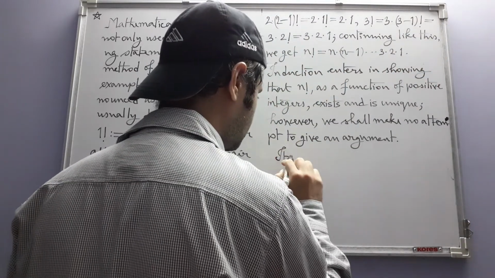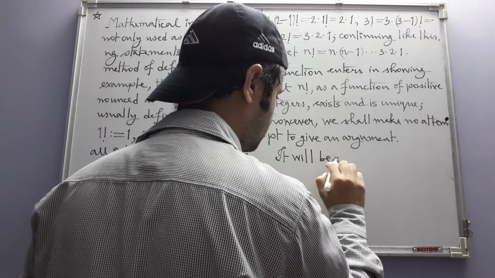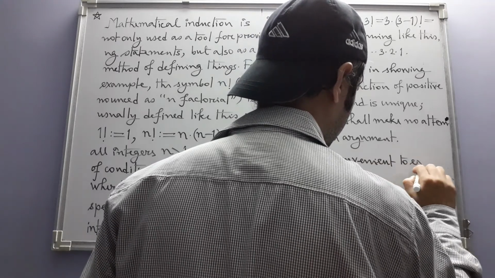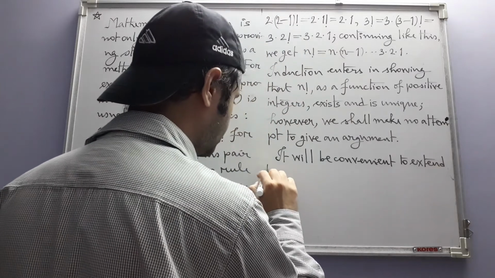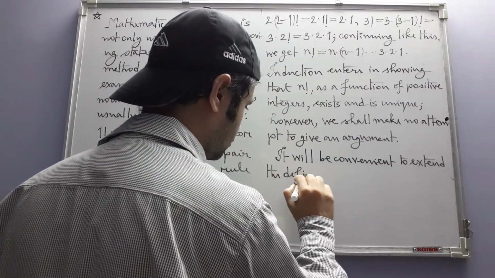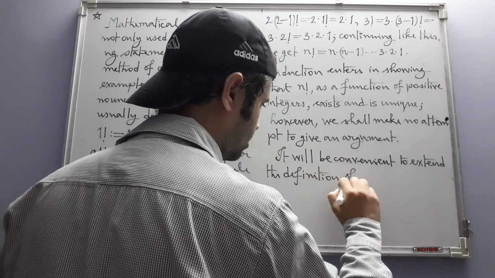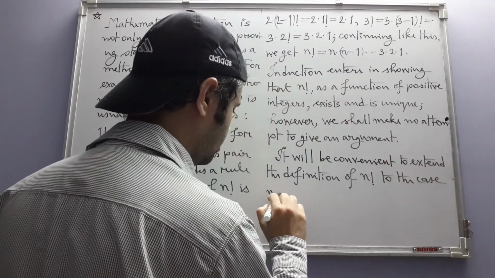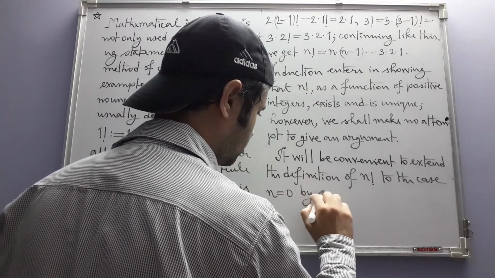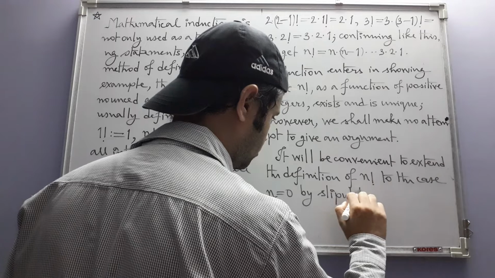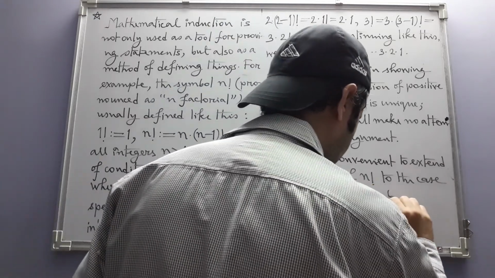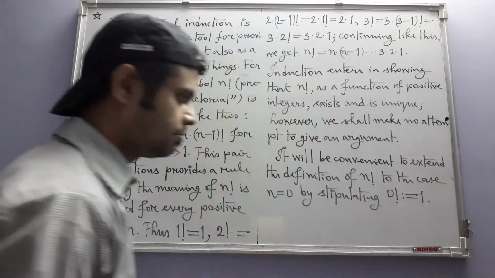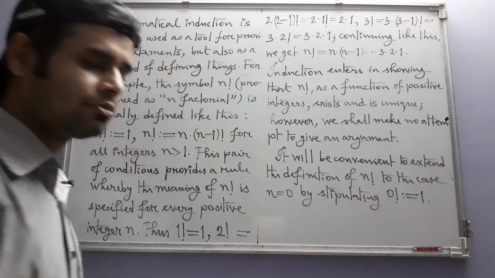It will be convenient to extend the definition of n factorial to the case n equal to 0 by stipulating 0 factorial to be equal to 1. That is, we are defining the symbol 0 factorial to be 1. That's what it means.